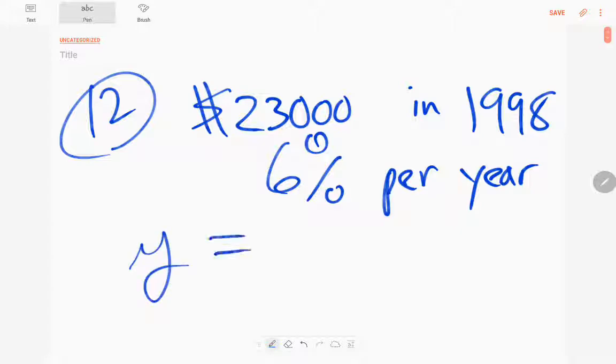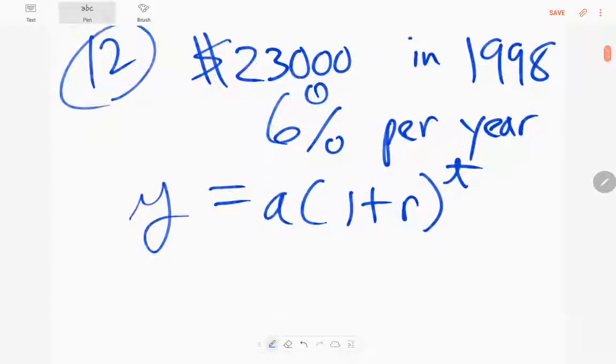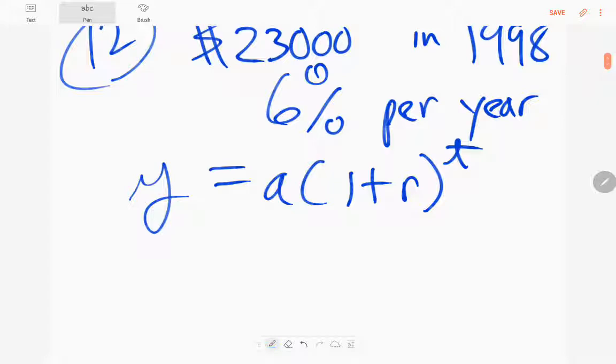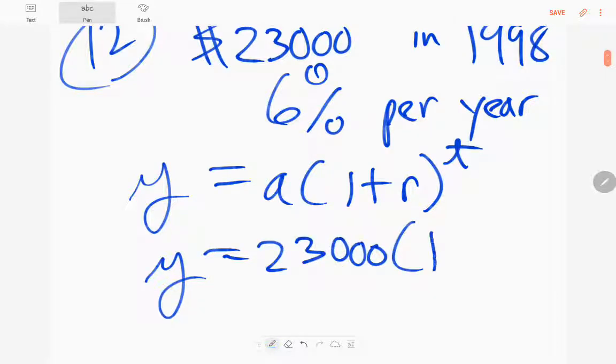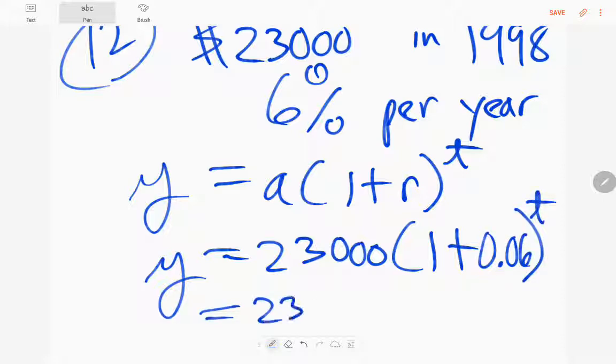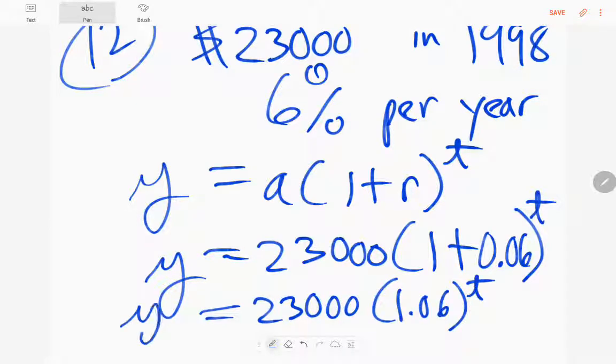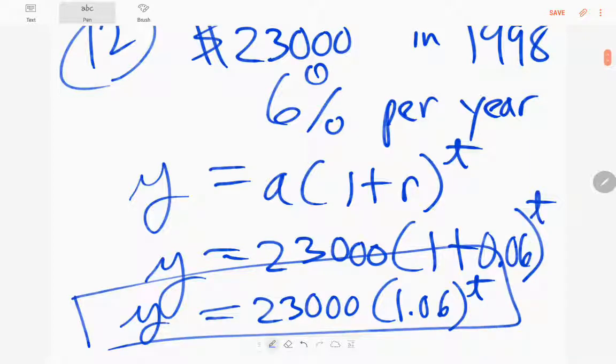And in this problem, we're supposed to use this model. This is the model we use when something is increasing by R% per year. A, in this case, is the initial value of the car, which is $23,000. R is the percent increase in decimal form, which is 0.06. So your final answer should be this: 23,000 times 1.06 to the T power. That's part A.